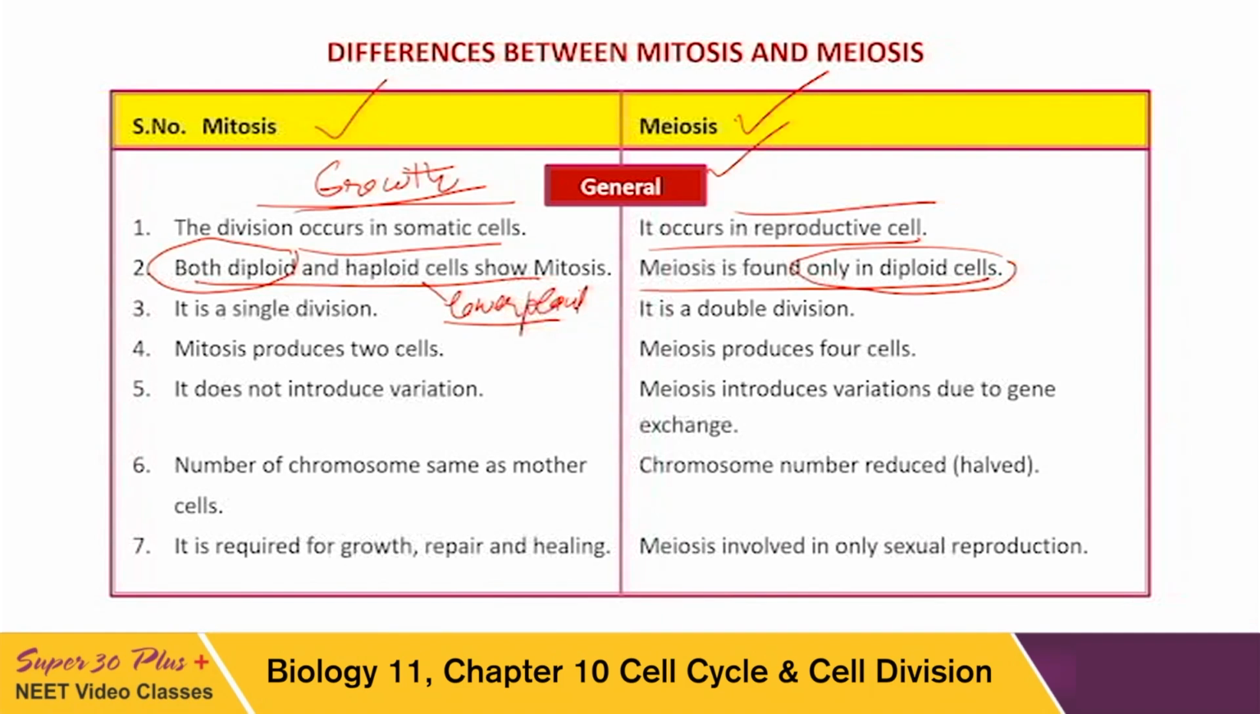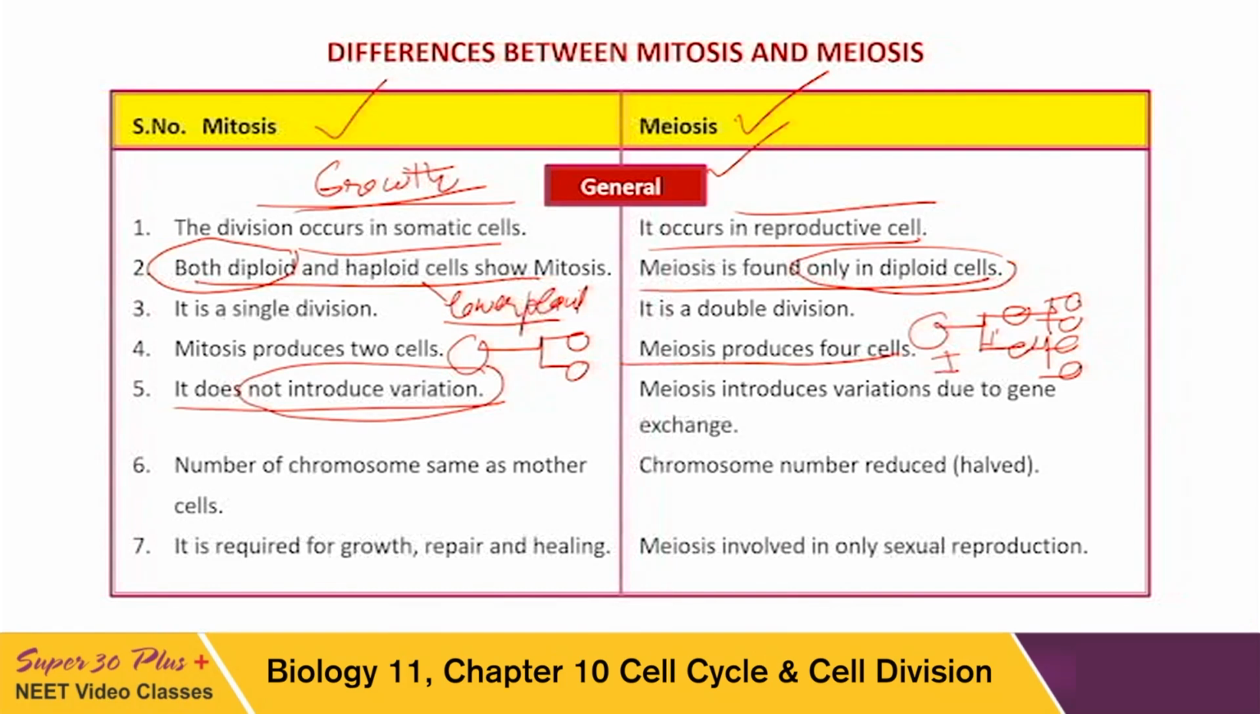Mitosis produces 2 cells. The cell will divide and 2 cells will be formed, while meiosis will make 4 cells. The 2 successive divisions are there, and in that way the 4 cells will be formed, and all these 4 cells will be haploid, having 2 phases, first and second. Mitosis doesn't introduce any variation because there is no recombination. Meiosis introduces variation because there is recombination, or we can call it crossing over. As a result of crossing over, variations arise.